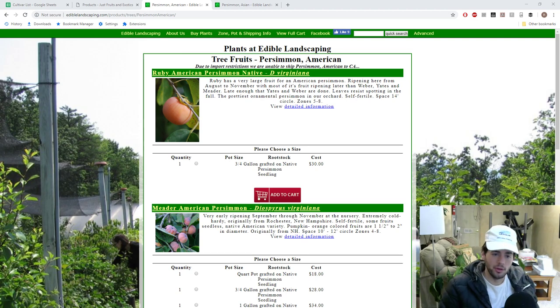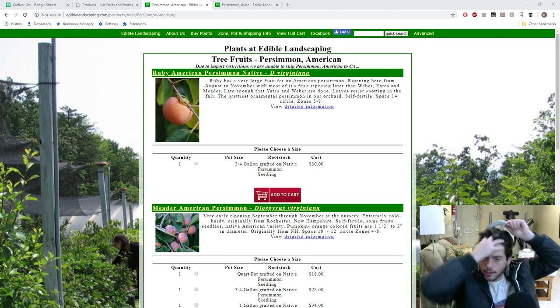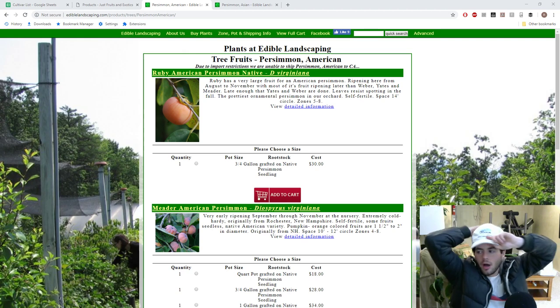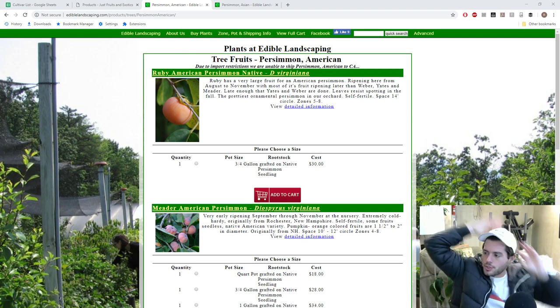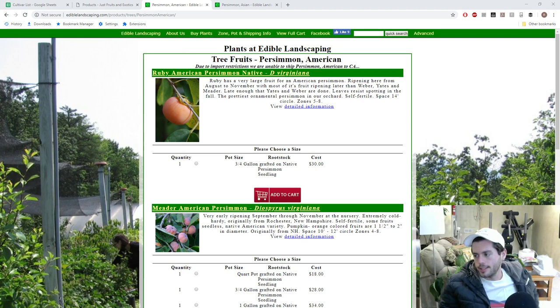Somebody say persimmon? Now that I got you guys' attention, we're going to talk about persimmons today. Particularly hardy varieties of persimmon.